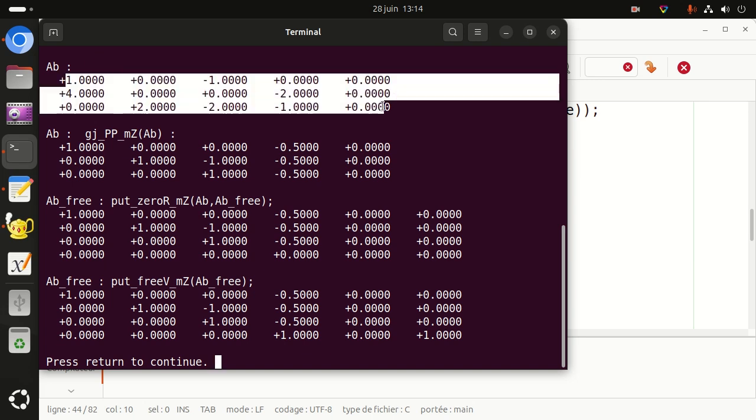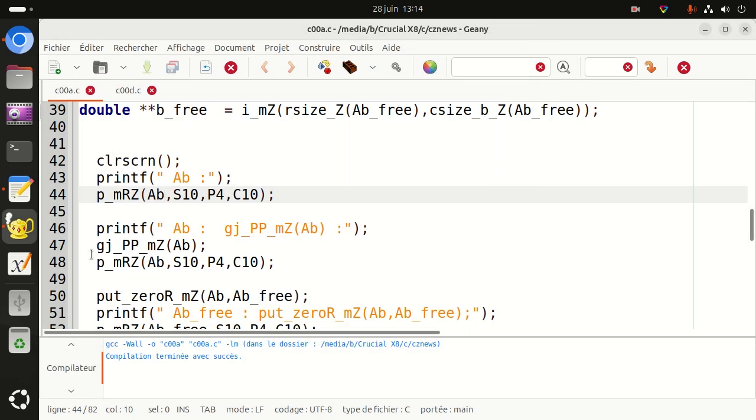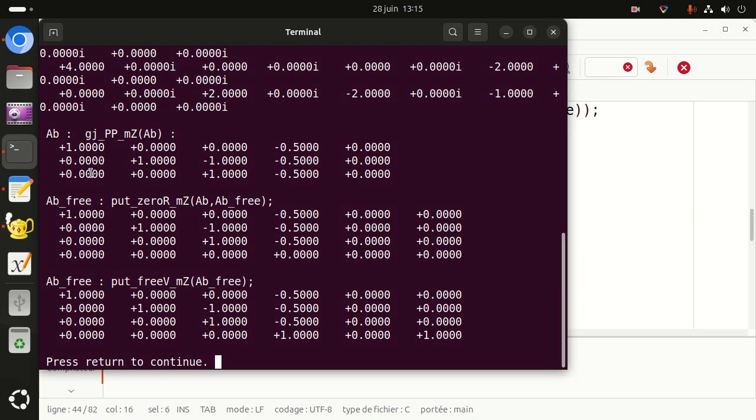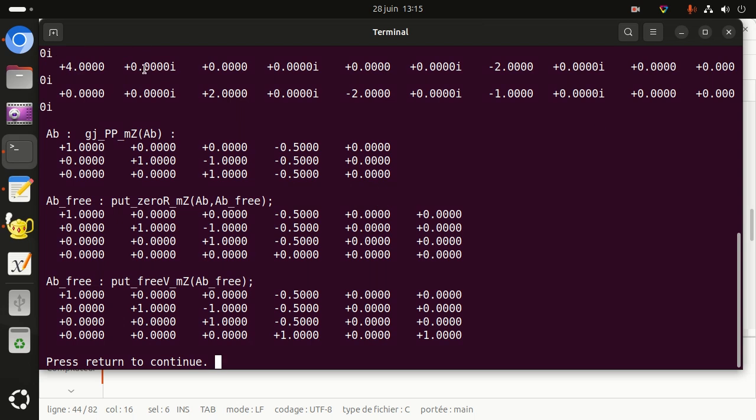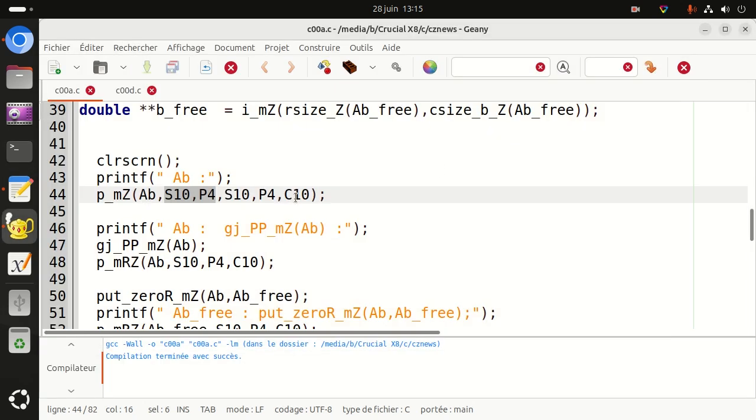You have only the real value. Why? Because I use this function. If I erase this R and if I add this command, now, sorry, I have the result with perhaps 1, 2, 3, 4.